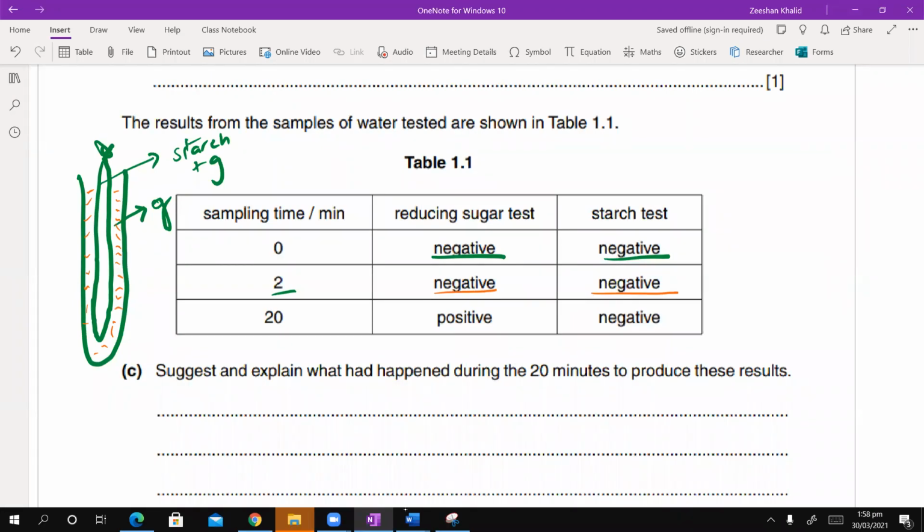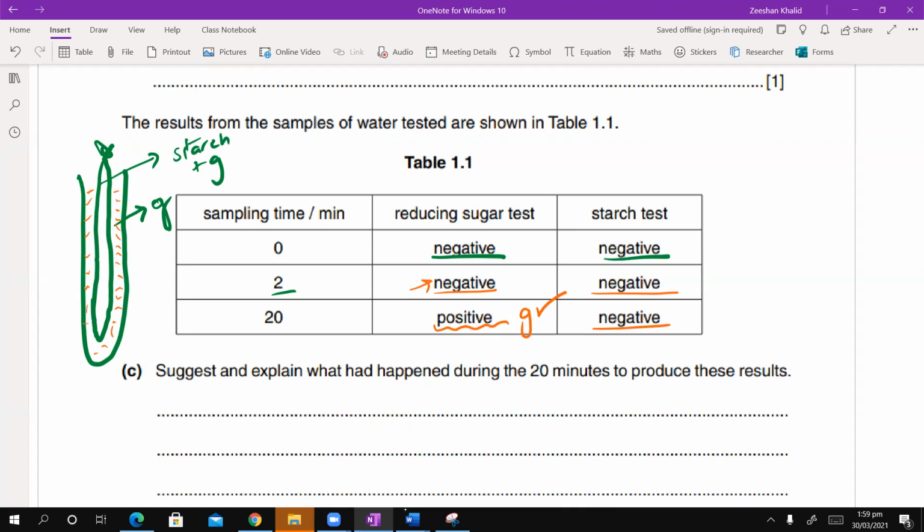व्हाट डज दैट इंडिकेट कि 2 मिनट्स तक has there been any glucose coming out of the whisking tubing? Yes or no? The answer is no. Why? Because the test is negative. अगर वो आ गया होता तो test positive होता. But after 20 minutes, guess what? The reducing sugar is positive, which indicates that glucose has reached the water, while the starch remains negative. Why does that remain negative? Well, because starch is too large to pass through.